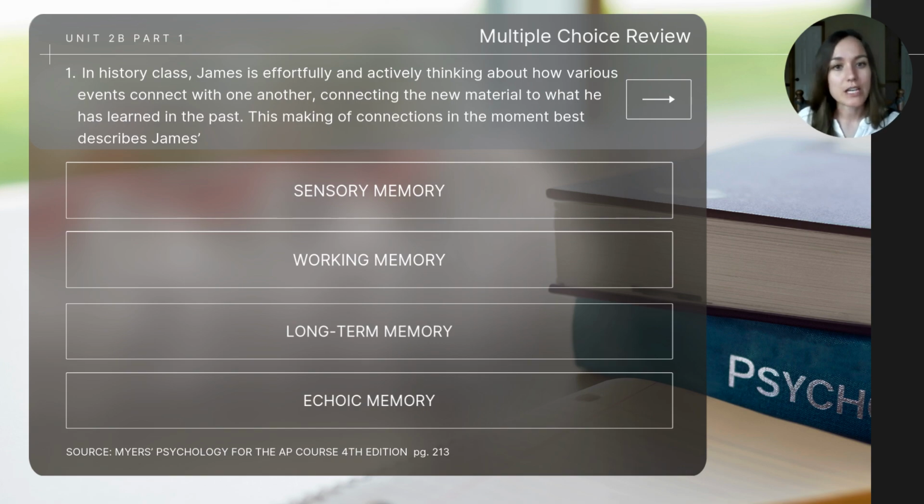In history class, James is effortfully and actively thinking about how various events connect with one another, connecting the new material to what he has learned in the past, making connections in the moment. Which best describes James?